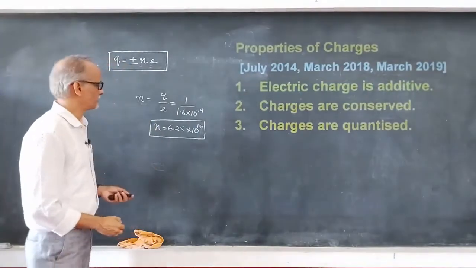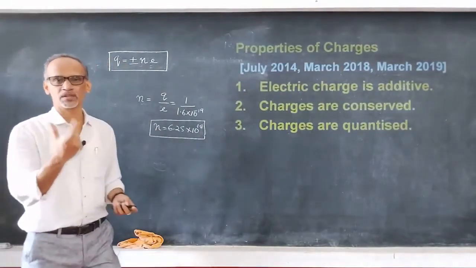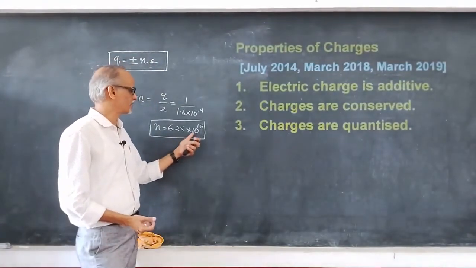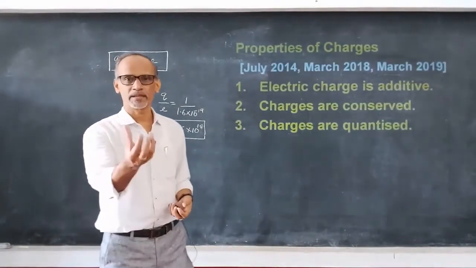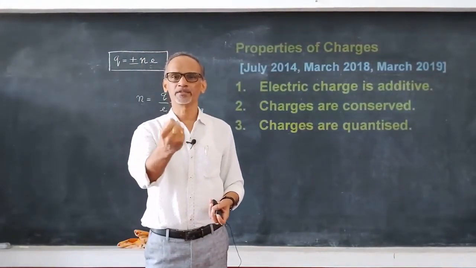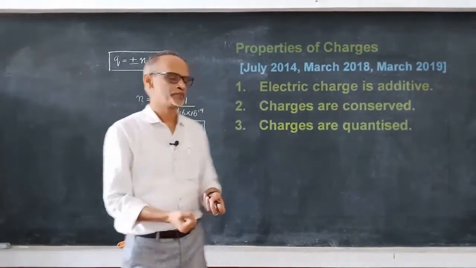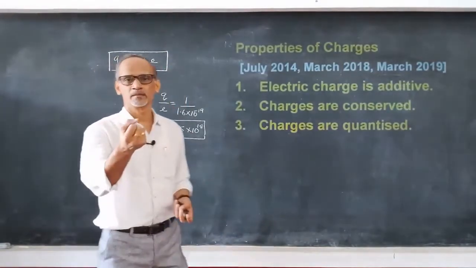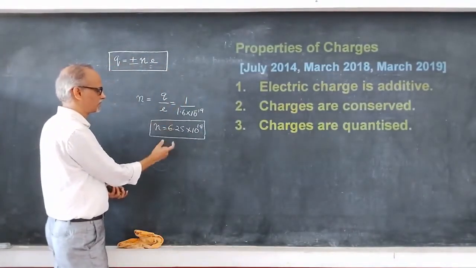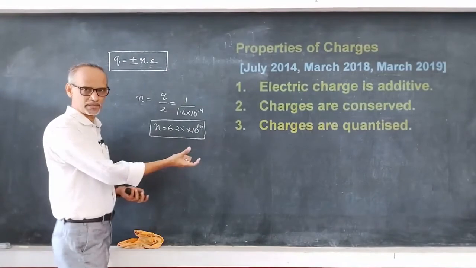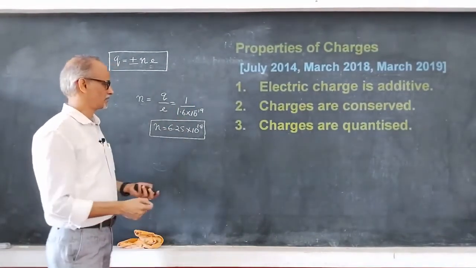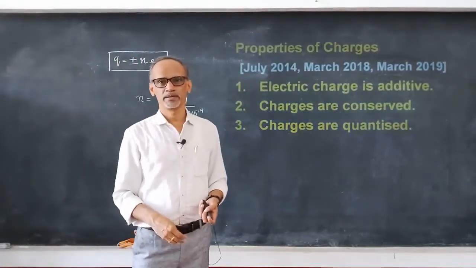So what is this number? If you want to charge a body to 1 coulomb, then you have to transfer 6.25 into 10 to the power 18 electrons. If I carry 6.25 into 10 to the power 18 electrons in my hand, then I'm carrying a charge of magnitude 1 coulomb. And since it is electrons, it is minus 1 coulomb. So you need to remember this: the number of electrons to be transferred so that the charge on a body becomes 1 coulomb is 6.25 into 10 to the power 18.